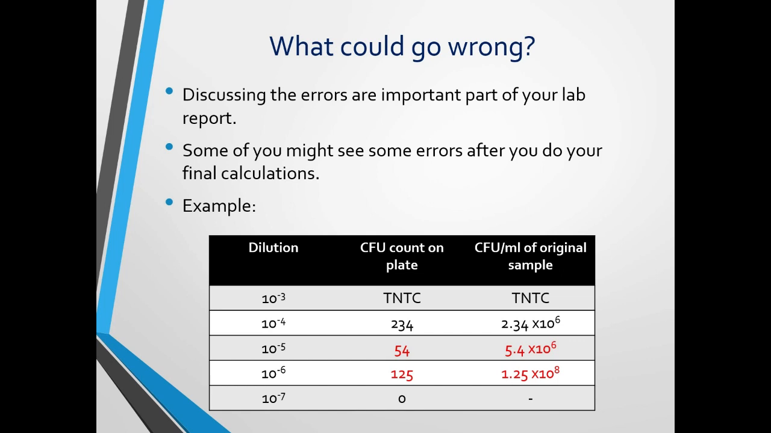If you look at this example table, on the 10 to the power negative 5 dilution, there's 54 colonies and in the 10 to the power negative 6 dilution, there's 125. This cannot happen because there's more colonies in the more diluted sample compared to the less diluted sample. If you use these numbers to calculate the CFU per milliliter of the undiluted sample, you will get large variations. And these numbers correspond to the same sample, so there shouldn't be this much of big variations. I will explain the reasons for this kind of errors when I explain the discussion part of your lab report.